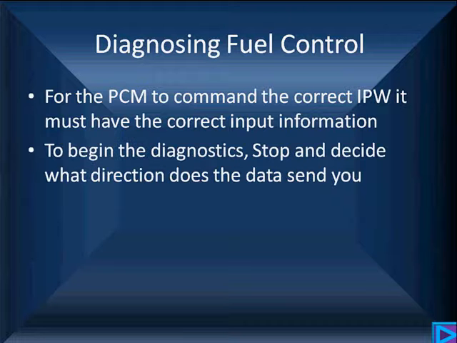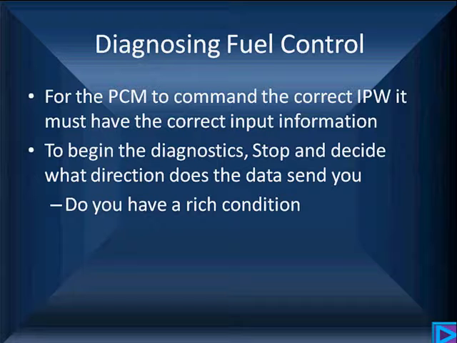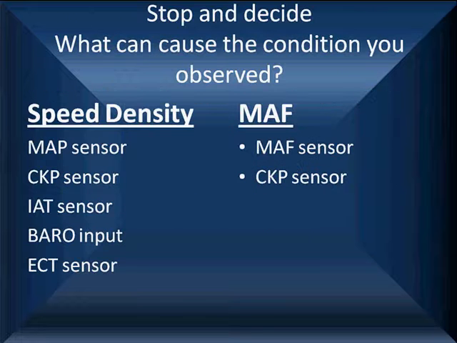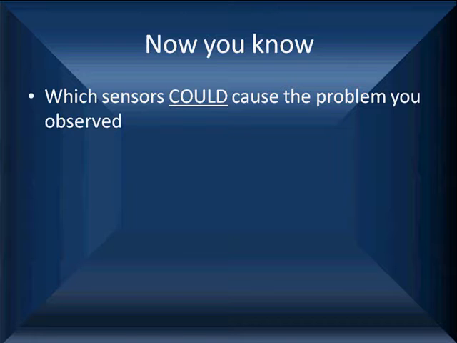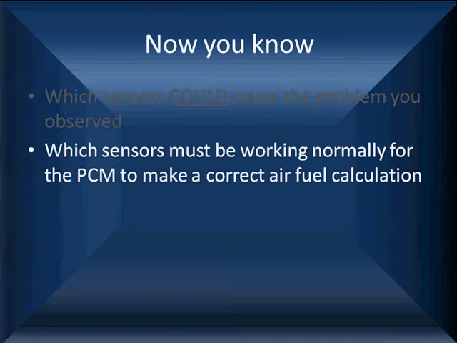To begin the diagnostic, stop and decide what direction the data sends you. Do you have a rich condition? Do you have a lean condition? Know where you're going. Then try to decide, depending on the system, which one of these could be causing your problem. What could be the observed problem? Which sensor must be working normally for the PCM to make the correct air fuel calculation, and which one would give you the condition you're looking at to make the calculation so wrong?